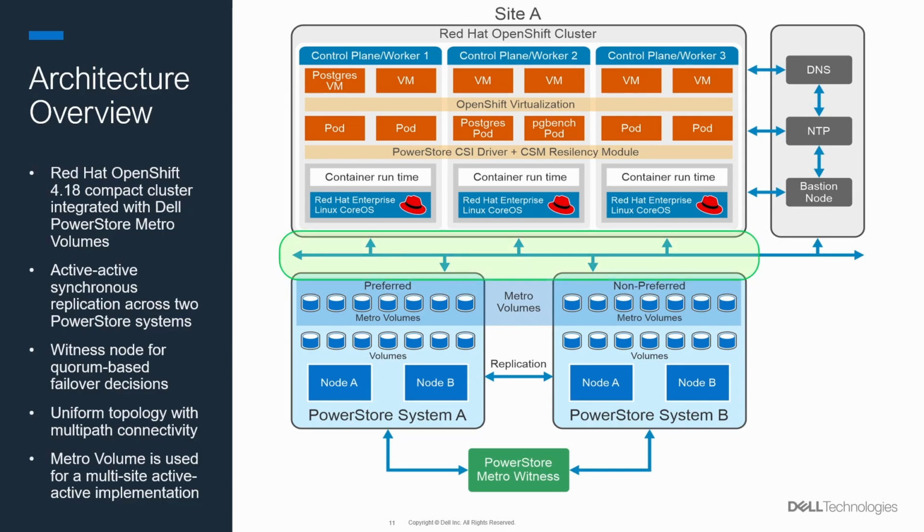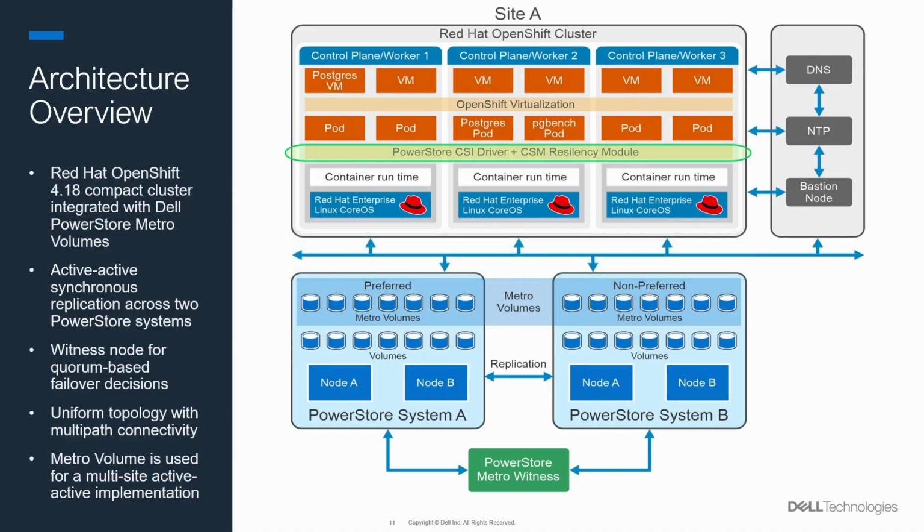Each OpenShift node is connected to both PowerStore systems, giving workloads multiple active and standby I/O paths for redundancy. The integration between OpenShift and PowerStore is handled by the PowerStore CSI driver, which provisions and manages persistent volumes for container workloads. The Dell CSM Resiliency module adds intelligence to the environment by monitoring paths, handling fencing operations, and ensuring that workloads automatically recover during node or storage disruptions.